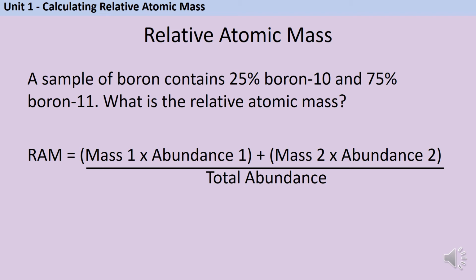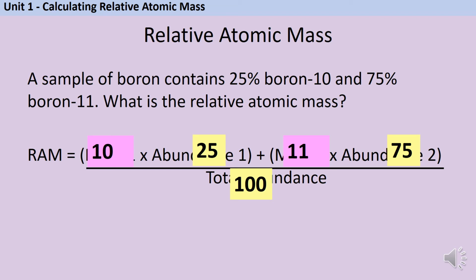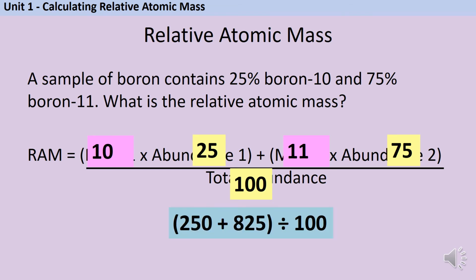It's possible that in an exam question you could have 3 or 4 different isotopes, in which case you would just carry on multiplying them by their abundance and dividing the whole lot by the total of all of them. So in this example, I'm starting out with mass numbers of 10 and 11, and I'm multiplying them by abundances of 25 and 75. And obviously because those are percentages, they add up to make 100. If I multiply out each one of those, I end up with 250 plus 825 divided by 100, which is 10.75, and that's my final answer.